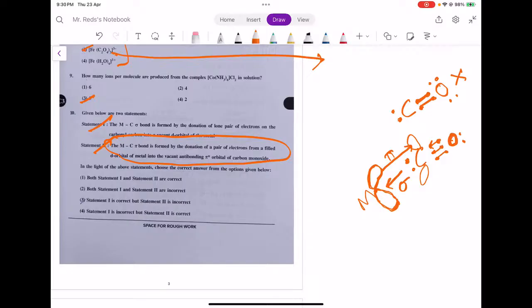So statements 1 and 2 are correct. Both statement 1 and 2 are correct.